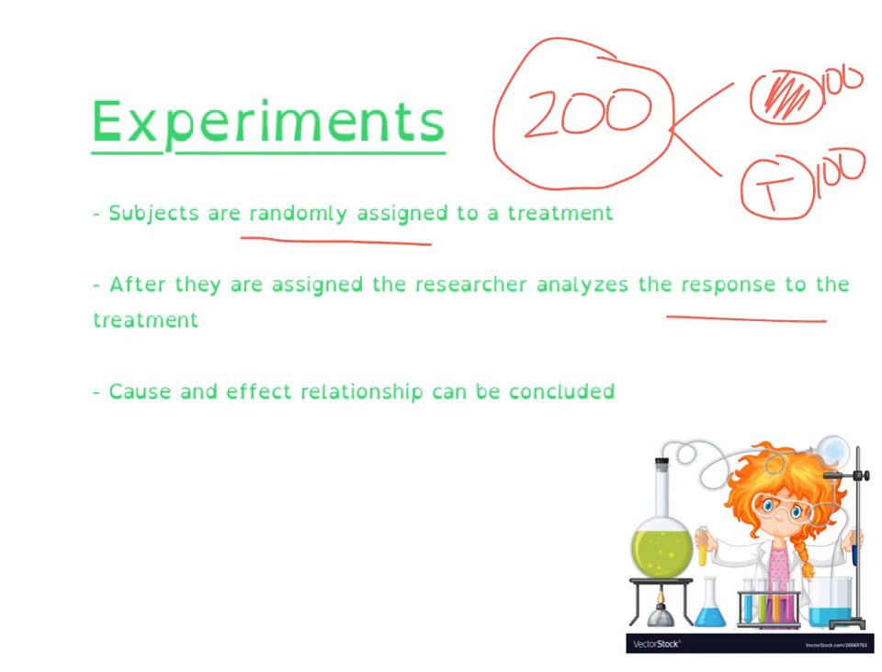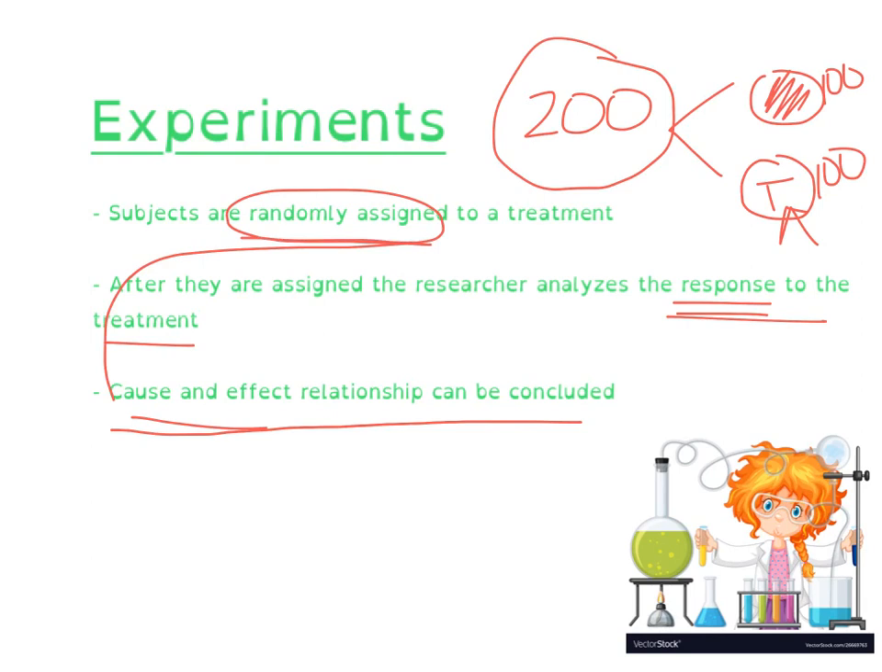The response would be what would be happening after the treatment was imposed. So whether you're analyzing a certain drug or sunlight on a plant, that is what you're going to analyze. That's your response. The treatment would be the sunlight or the drug. This is also the only study that can conclude a cause and effect relationship. Also, in order to conclude cause and effect, you need random assignment involved in the study. So these are your three important things for experiments. You need subjects that are randomly assigned to treatments, and then you're going to analyze a response.